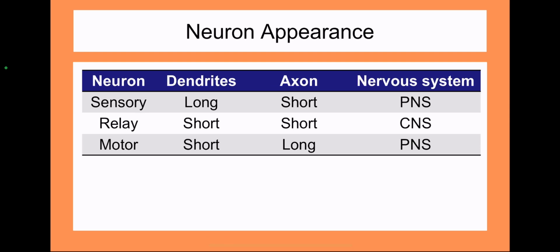Each neuron, you could get very simple questions like tick box, one mark multiple choice questions, where they ask you where the neuron can be found, so within the central nervous system for the relay, for example, or you could get asked about the appearance of it in terms of its long dendrites or short dendrites and its long or short axon. So worth studying and learning this little grid.